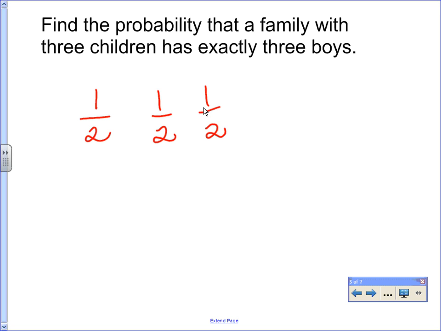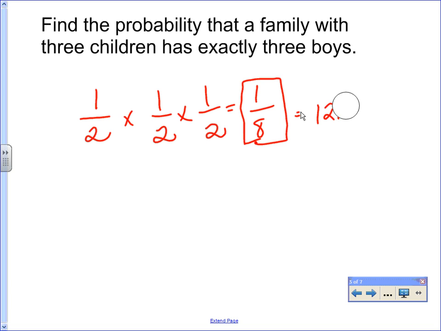You have to think of these as 3 totally separate events. To figure out the probability of all 3 of those things happening, we multiply them together. 1 times 1 times 1 is 1. 2 times 2 is 4, times 2 is 8. So it's a 1/8 chance. Now we could also represent this probability as a percent if we wanted to. 1/8 chance is 12.5%. So they have a 12.5% chance of having 3 boys in a row, which is not very good odds. It's probably not going to happen, but it does happen from time to time.